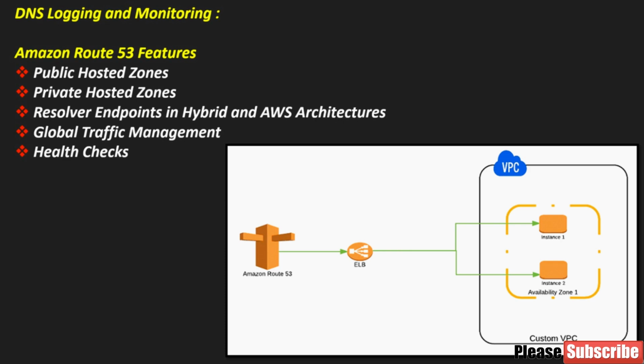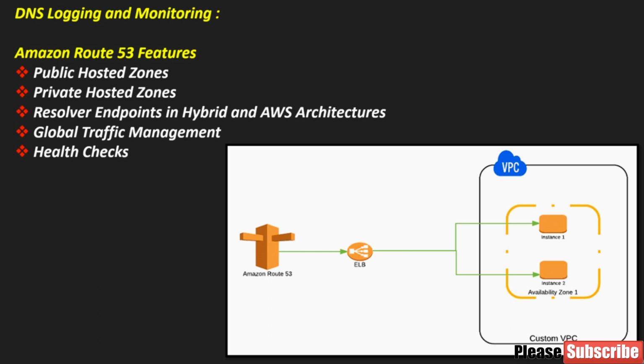Next, private hosted zones isolate DNS, because for private resources within an Amazon Virtual Private Cloud, the VPC, Route 53 supports the creation of private hosted zones, isolating DNS resolution within the VPC. What are the resolver endpoints in hybrid and AWS architectures? Starting with hybrid connectivity, with the Route 53 Resolver, it's possible to seamlessly integrate on-premises networks with AWS, providing consistent DNS resolution across hybrid architectures.